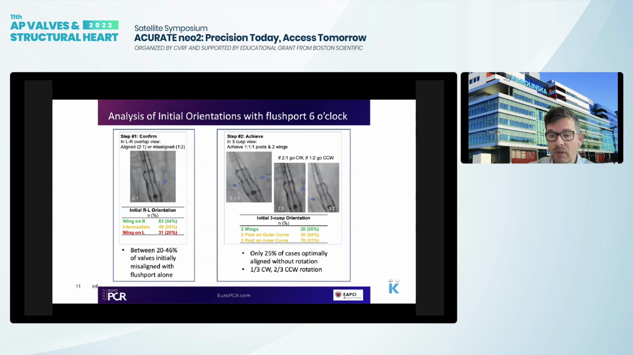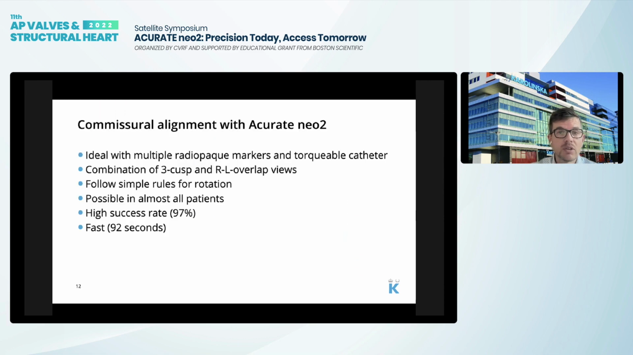So this shows, I think, that there is a clear benefit of doing this rotational maneuver, which takes only about a minute to perform. So in short, commercial alignment with ACURATE neo2. I think it's fair to say that this is quite an ideal system to do it with, since you have multiple radiopaque markers and also a torqueable delivery system. You should use a combination of the 3-cusp and the right-left cusp overlap views during the implantation to avoid mistakes.